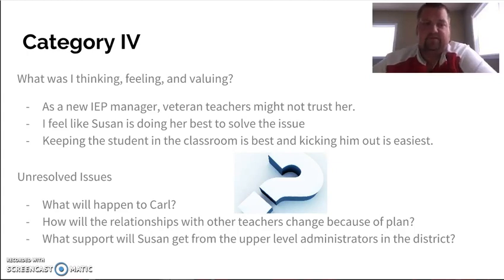So unresolved issues. What will happen to Carl? What is going to be the end game? How are we going to help him overcome his issues?